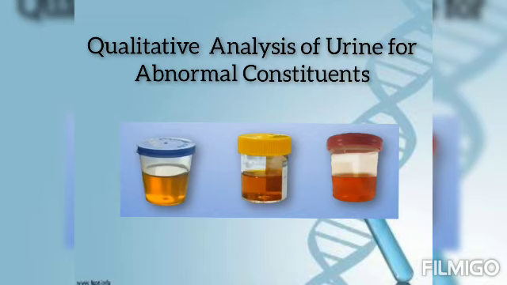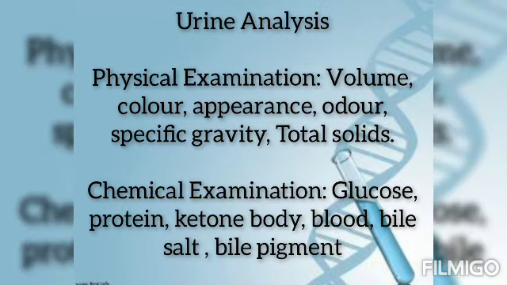Hello everyone. In this video we are going to learn a practical of biochemistry from second semester, that is qualitative analysis of urine for abnormal constituents. The ordinary urine is examined under the following heads. First, physical examination. It includes volume, color, appearance, odor, specific gravity and total solids. And chemical examination includes the presence of glucose, protein, ketone body, blood, bile salt and bile pigments.